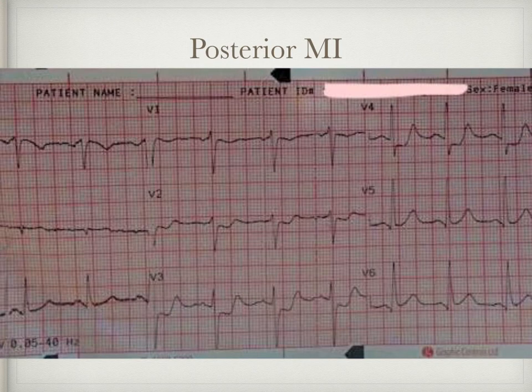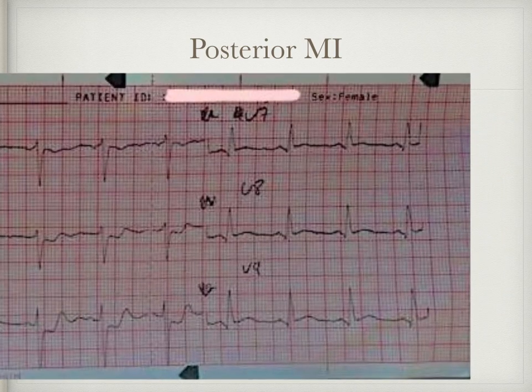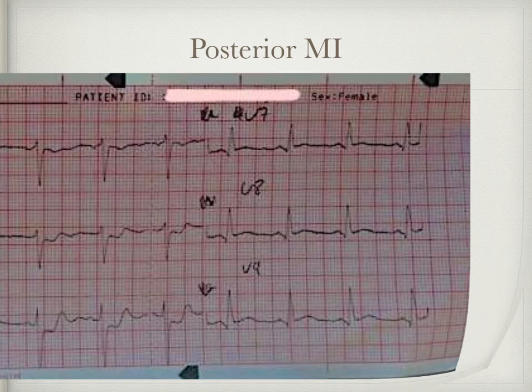So what did JP do next? Well, he went and recorded another 12-lead ECG, but this time with posterior leads of V7 to V9. And if I zoom in on that view here, we can see there is some slight elevation which now allows us to activate the cath lab with a posterior MI.